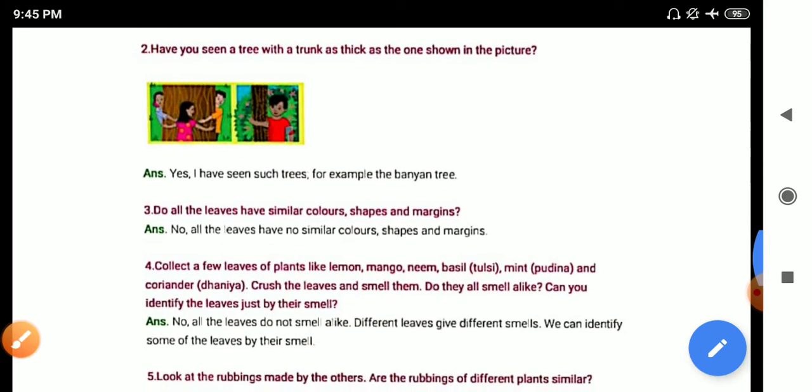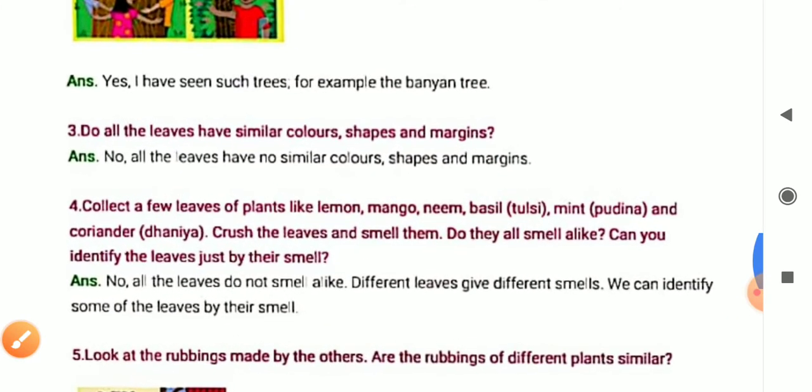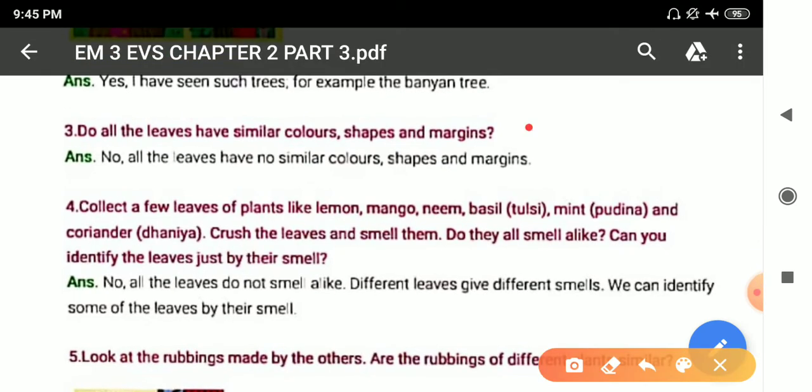Okay, students. Now the third one is, do all the leaves have similar color, shapes and margins? No, all the leaves do not have similar color, shapes and margins, because leaves have different types of colors, different types of margins, different types of shapes. You can have a look in your home as well. If you have planted any plants, you will understand how tulsi, pudina, all these leaves are different from each other.